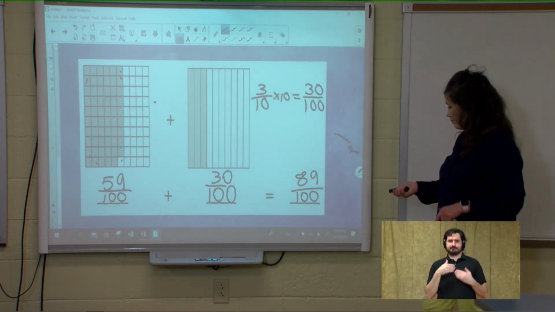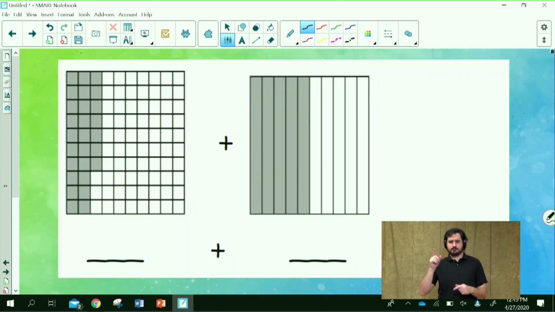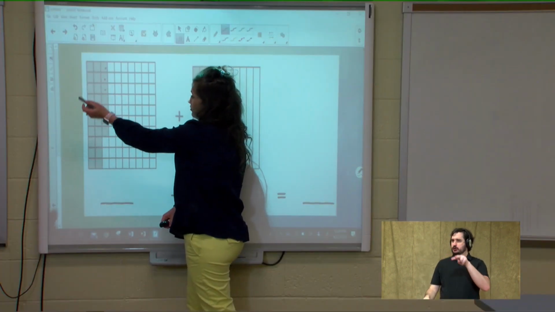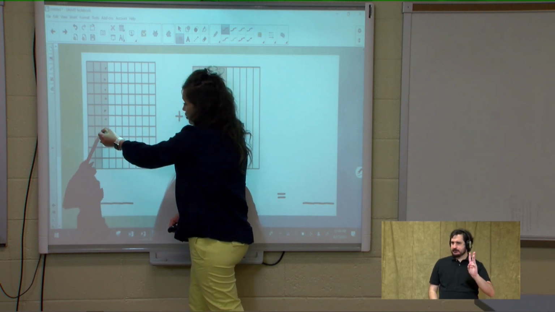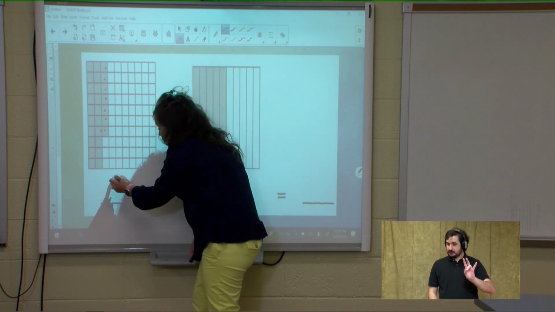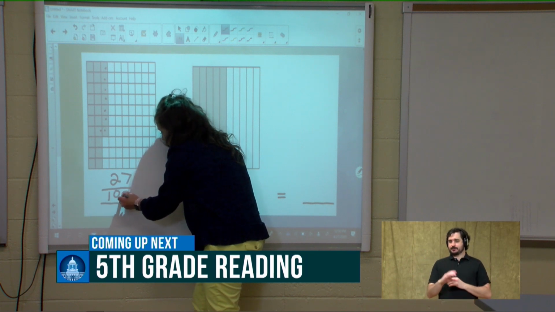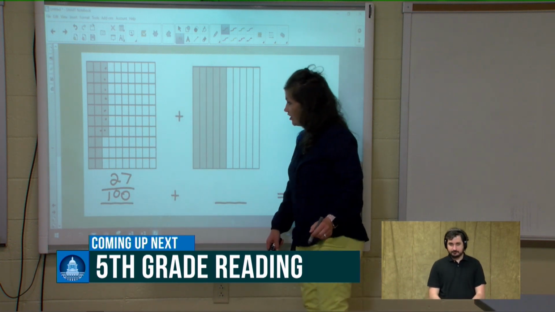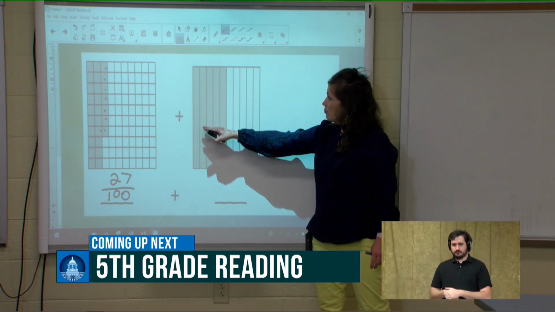Let's keep practicing. All right, what's the shaded fraction over here? I have 10, 20, count with me, 21, 22, 23, 24, 25, 26, 27. So what would my fraction be, guys? 27 hundredths. Very good.